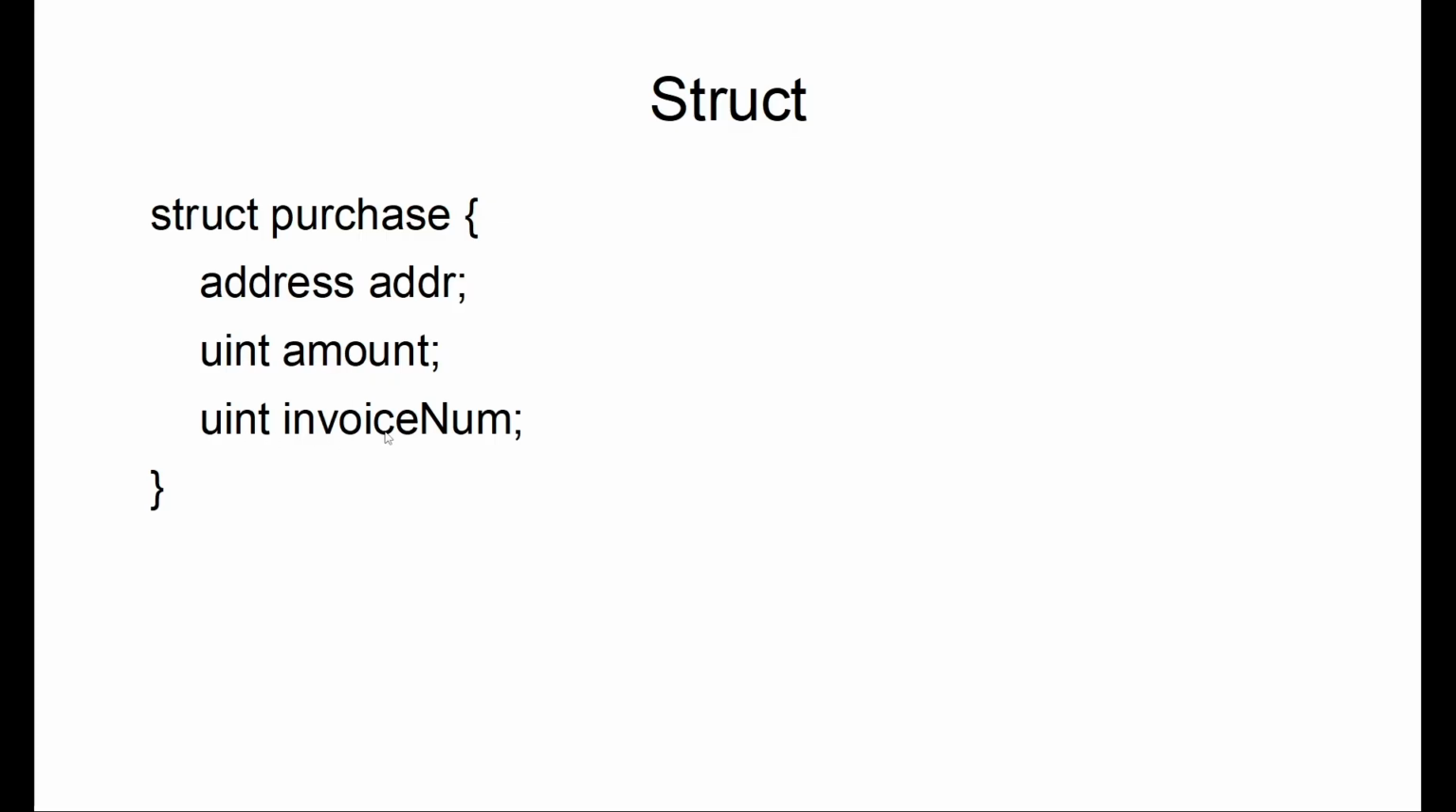So if we want to map to order number 5, and we want that to return us an address, an amount, and an invoice number, you would use a struct. So you would just simply map address to purchases, and then you'd put all this data in, and you'd send it through when you run your function. And this is how you would create multi-dimensional mappings inside of Solidity.